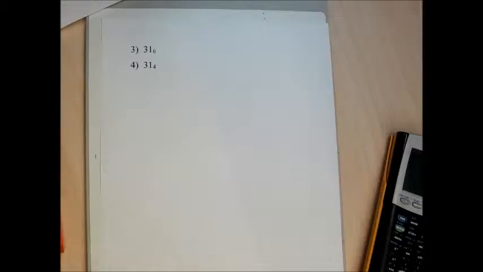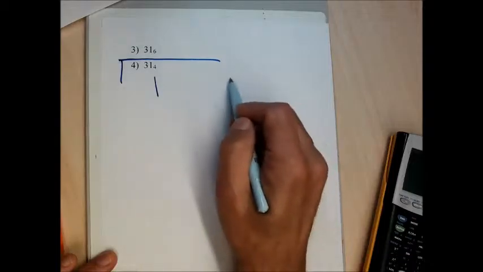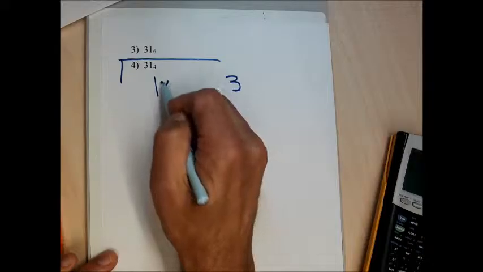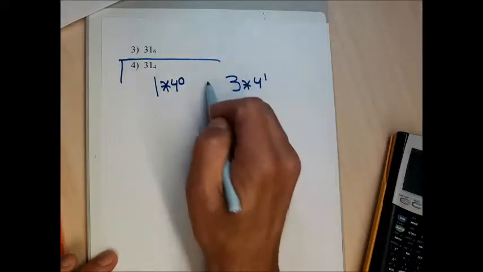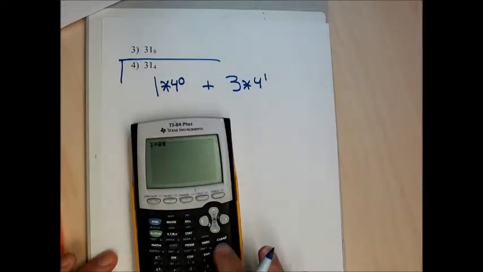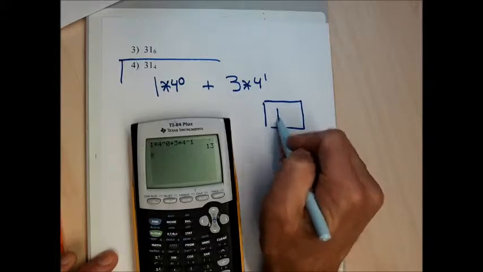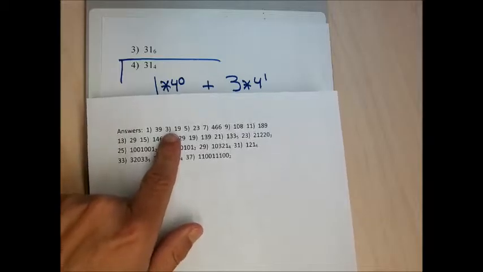So, you can do 3, I'll do 4 this time. For my number 4, I'm going to write the numbers backwards. I'm going to write a 1 then a 3. I'm going to multiply by 4 to the 0 and 4 to the 1, put a plus sign between, and then use my calculator. 1 times 4 to the 0 plus 3 times 4 to the 1. My answer for problem 4, 31 base 4 is equal to 13 base 10. Your problem 3, your answer should be 19 base 10.